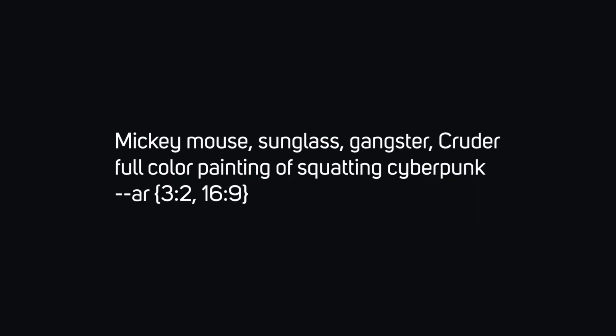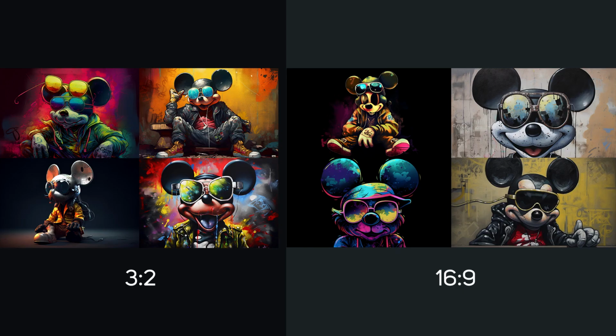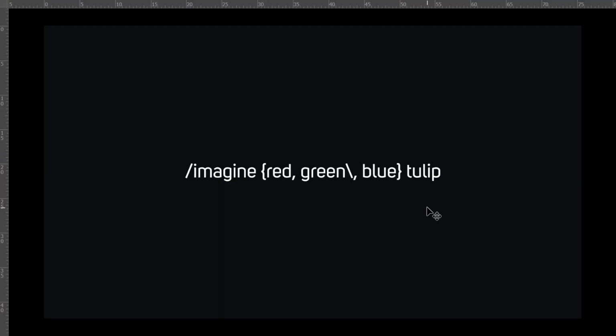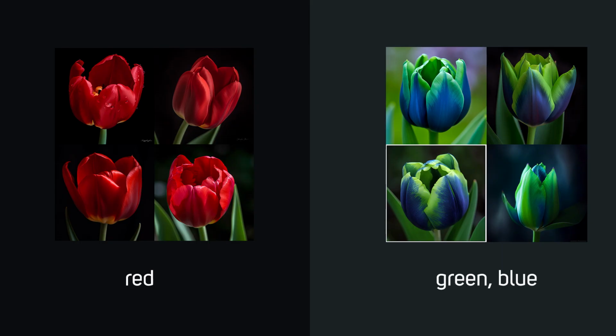Let's take another example: Mickey Mouse, sunglass, gangster. Full color painting cyberpunk with aspect ratio 3:2 and 16:9. This will process 2 jobs with different aspect ratios. If we want to include a comma within the curly brackets that does not act as a separator, place a backslash directly before it. Imagine red, green, blue produces 2 jobs.